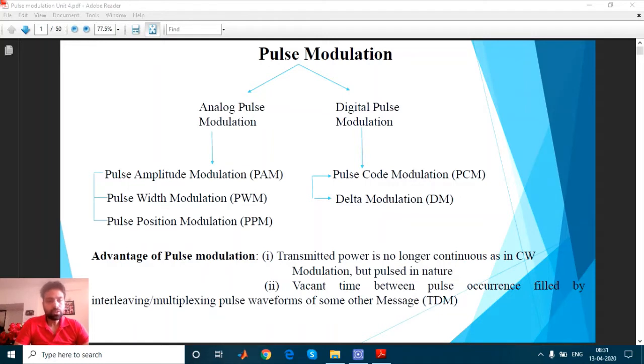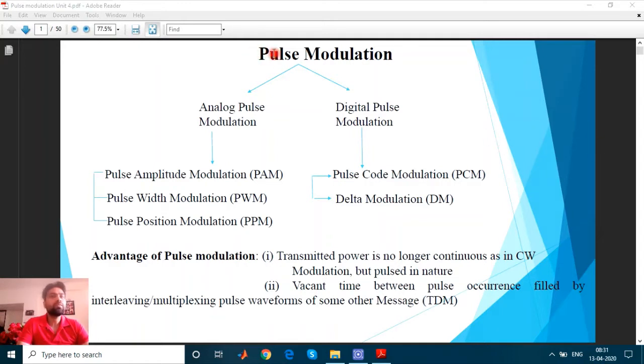Pulse modulation consists of, this time, a carrier that is a pulse instead of a sinusoidal wave. That is going to make a change in our modulation system, and we are going to have a study here. So let's get a brief idea of this pulse modulation.